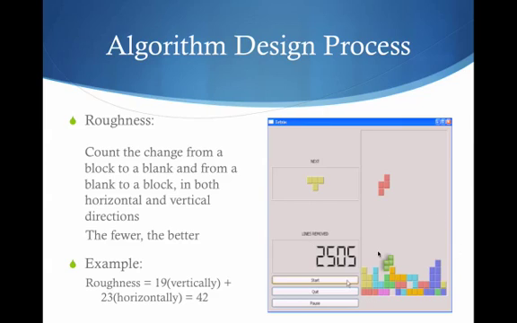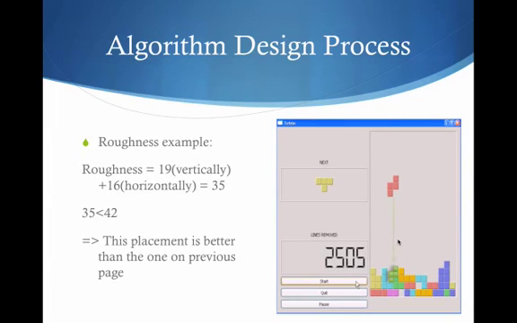On the right-hand side, a Z shape is falling. So if we place it here, the roughness will be, vertically, 15 on the top, and the two holes adding 4 to the roughness in the vertical direction. And horizontally it will be 1, 2, 3, 4, 5, 6, 7, 8, 9, 10, 11, 12, 13, 14, 15, 17, 18, 19, 20, 21, 22, 23. So totally the roughness is equal to 42 if we place it here.